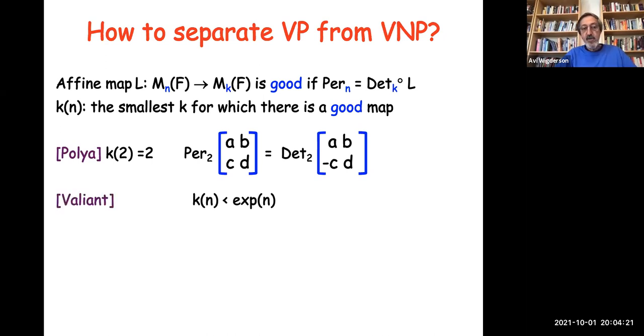From Valiant's result, you can wonder whether this number is actually finite. But it's finite, at most exponential, because we know that the permanent has formulas of size 2 to the n, say Ryser's formula, and therefore you can reduce it to the determinant by the previous completeness. So it's a finite number, at most exponential. The best lower bound we know is by Mignon and Ressayre. It's quadratic, roughly n squared over 4.